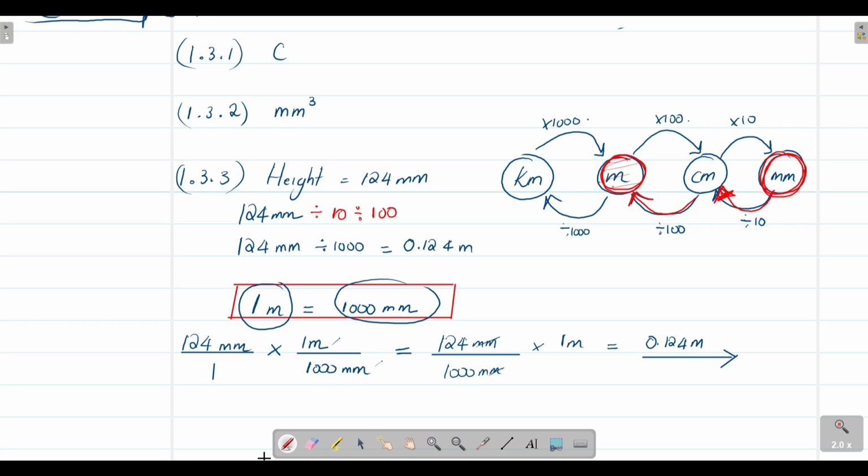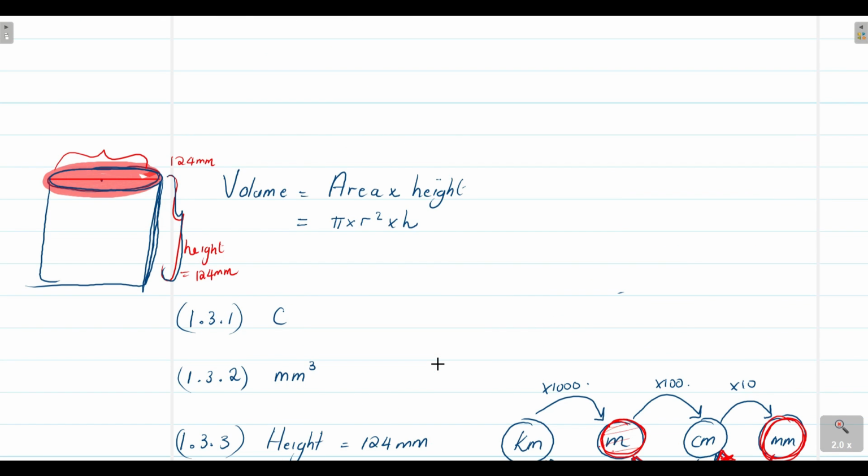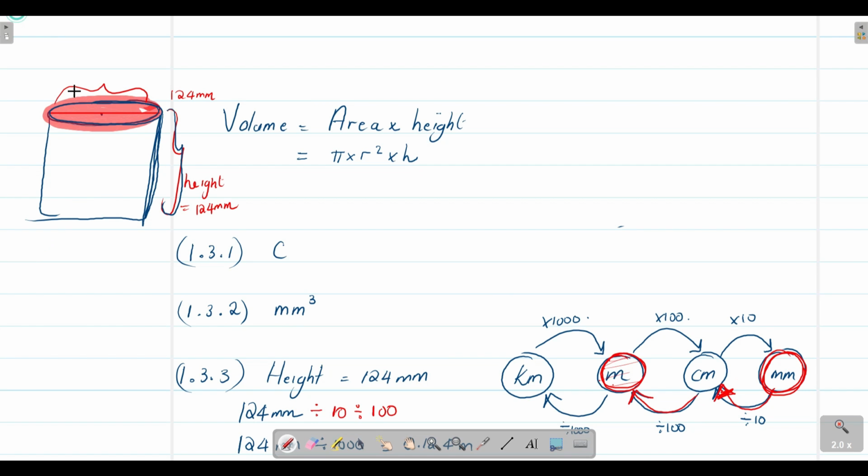So we are basically done with question 1.3.3. Hope you guys enjoyed this question. I think the trick was just you guys understanding that when we calculate volume, you just need to remember that volume is the area of the 2D shape multiplied by the height. So the area of this circle multiplied by the height, okay? So that is just the takeaway there.